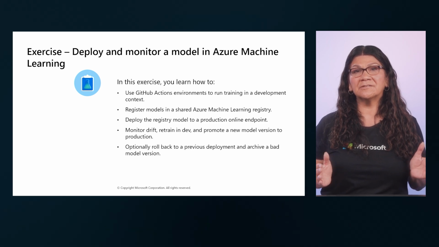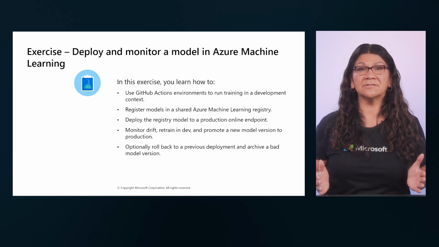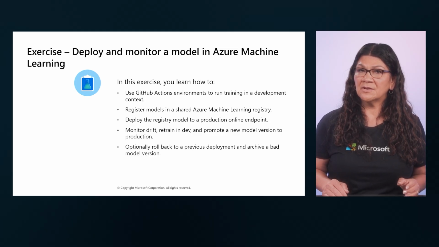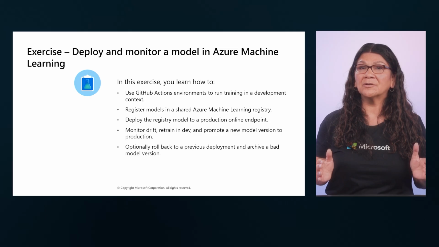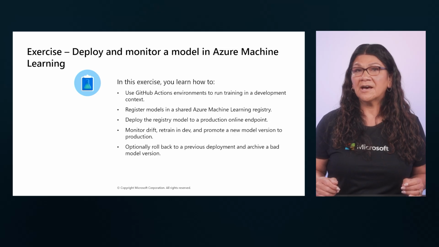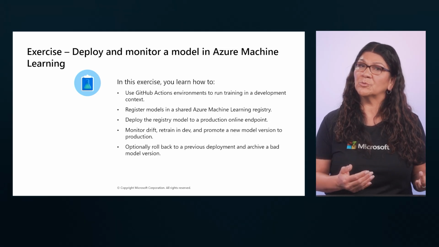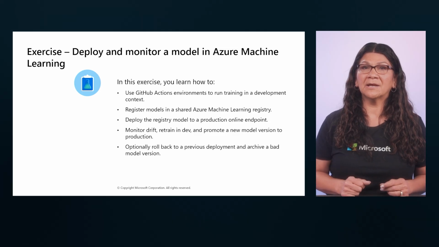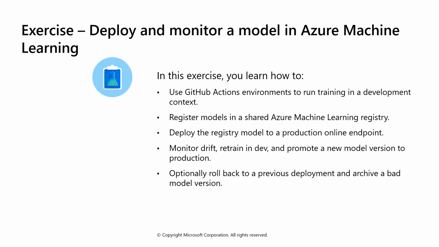You'll also explore how teams monitor for model drift, retrain the model in a development environment, and promote a better model version back to production. And if something goes wrong, you'll see how to safely roll back to a previous deployment and archive a problematic model version. In short, this exercise lets you practice the end-to-end life cycle of a production ML system: train, track, deploy, monitor, and recover, just like real teams managing AI in production.